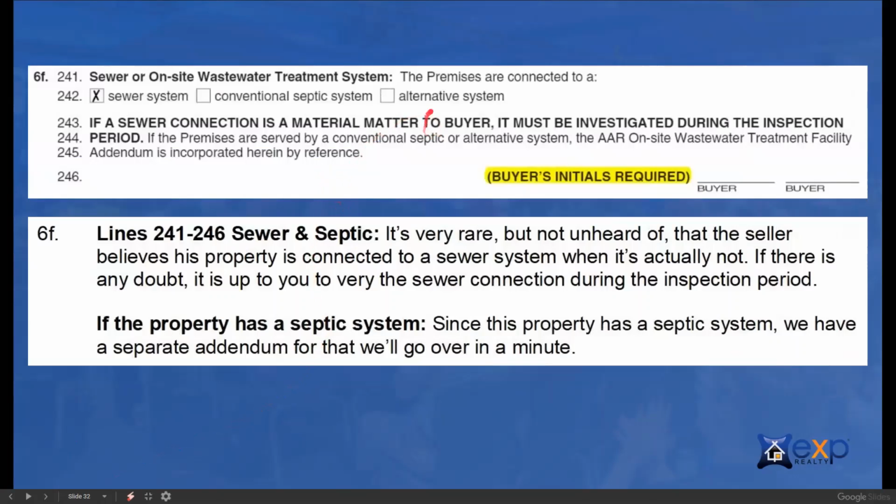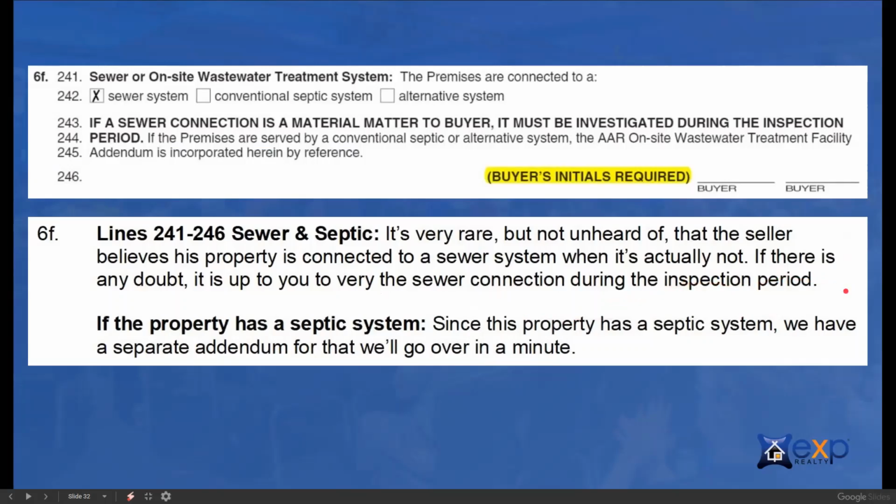Okay, here we go, sewers. Here you go, Kelly. 6F, sewer or wastewater treatment system. I call it sewer and septic. It's very rare, but not unheard of, that the seller believes his property is connected to a sewer system when it's actually not. If there is any doubt, it's up to you to verify the sewer connection during the inspection period.